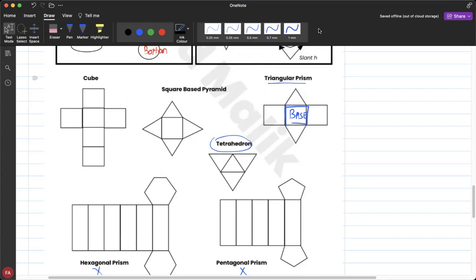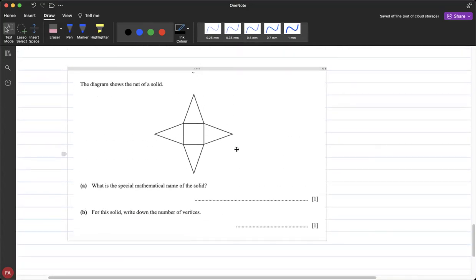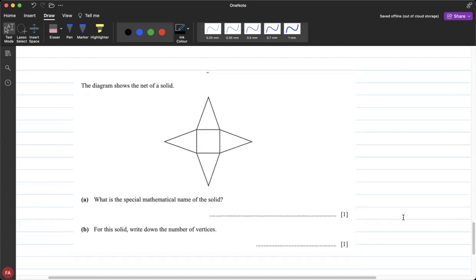If this concept is clear, let's have a look at one of the past papers. So this over here is a question which reads, the diagram shows the net of a solid. What kind of net do you think this is? I can easily see that it's a square-based pyramid.